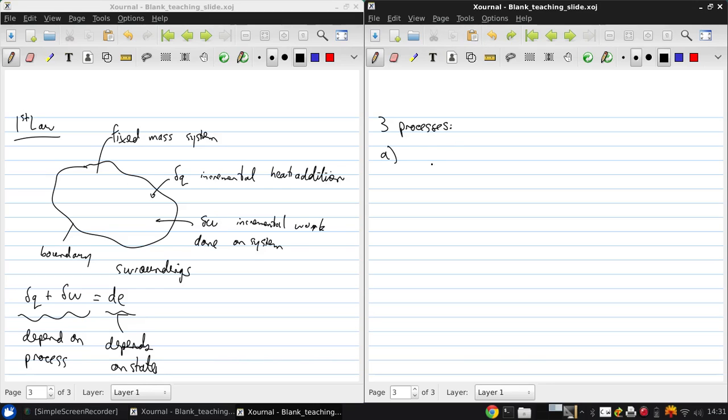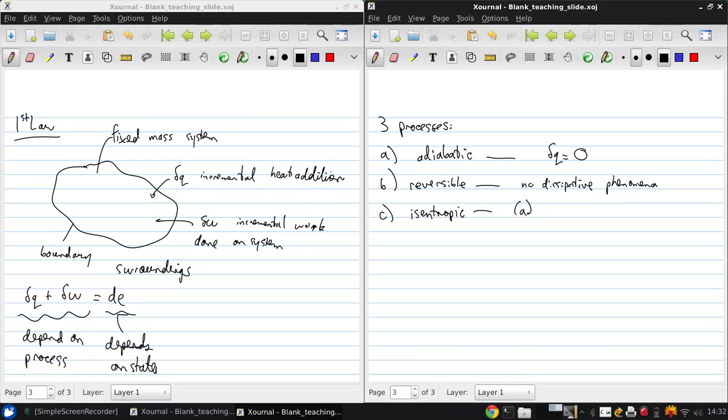So the first is the adiabatic process. Here, there's no heat transfer and delta Q is zero. B is a reversible process. This means that there's no dissipative phenomena. So that means no viscosity, no thermal conductivity effects, and no mass diffusion. Now, this is probably a different definition of reversible than you have from your past experience, but it's equivalent. It's just tailored to an aerodynamic perspective. Finally, we have the isentropic process, which is A and B, so an adiabatic reversible process.